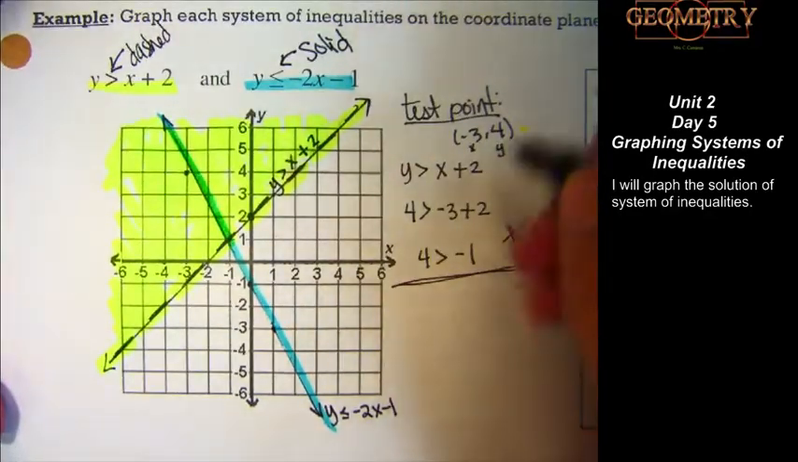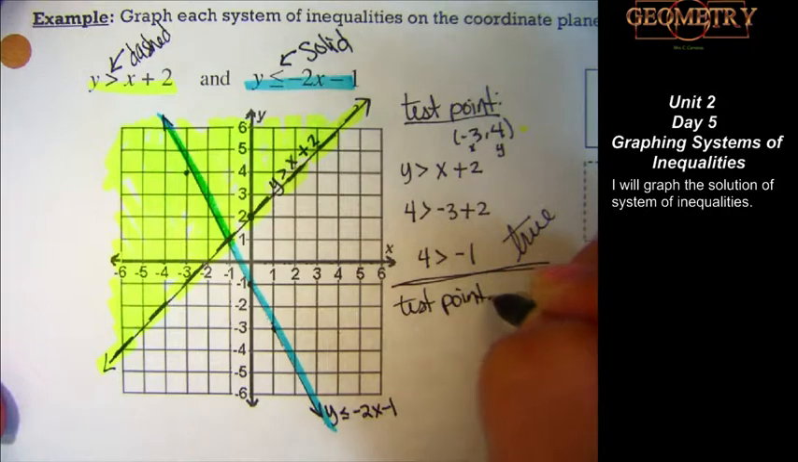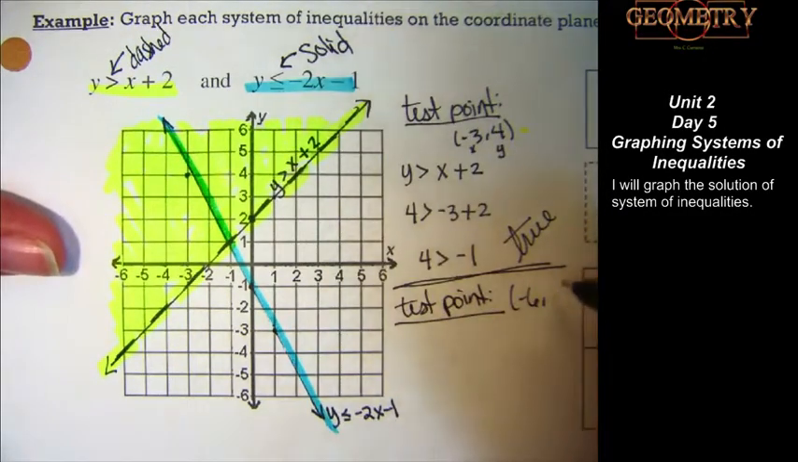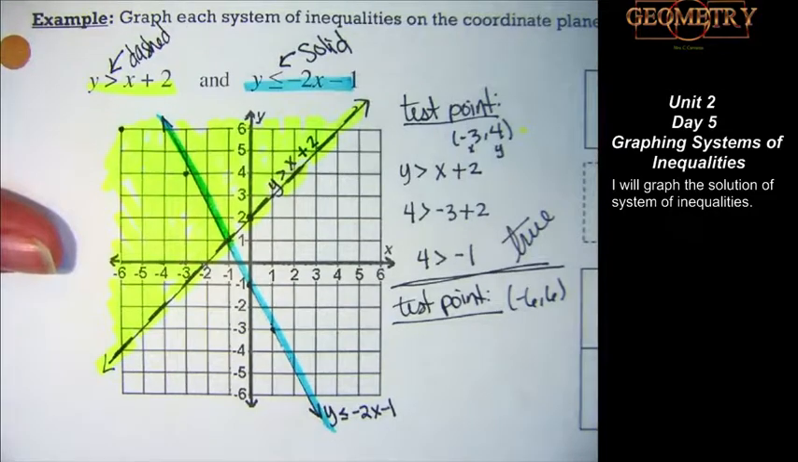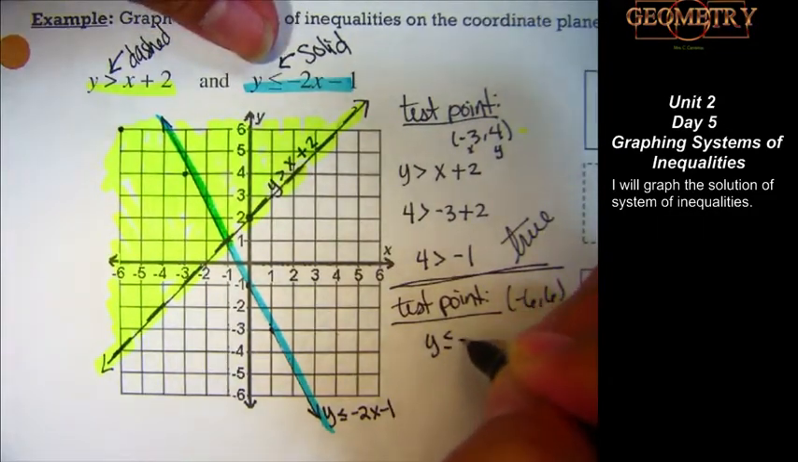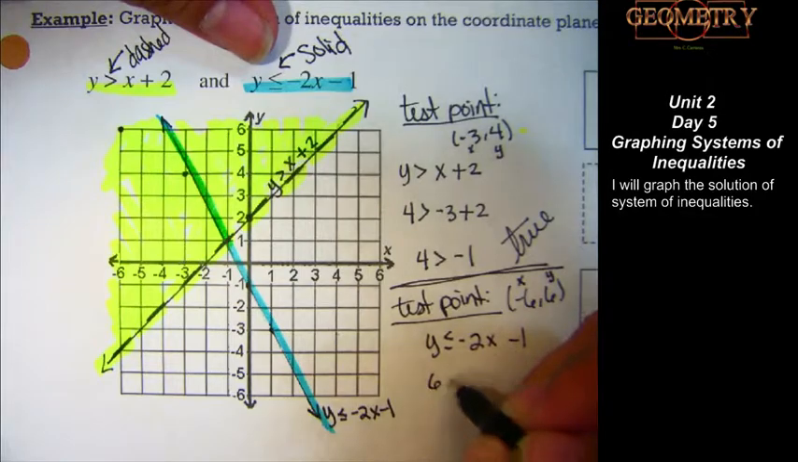All right, we're going to take another test point, but we're going to test now the blue. So can I have someone else give me a point, any point not on the blue line? -6, 6. Okay. So -6, +6, way out there is my test point. I'm going to take this inequality, and everywhere I see an x, I'm going to put a -6, and everywhere I see a y, I'm going to put a +6.